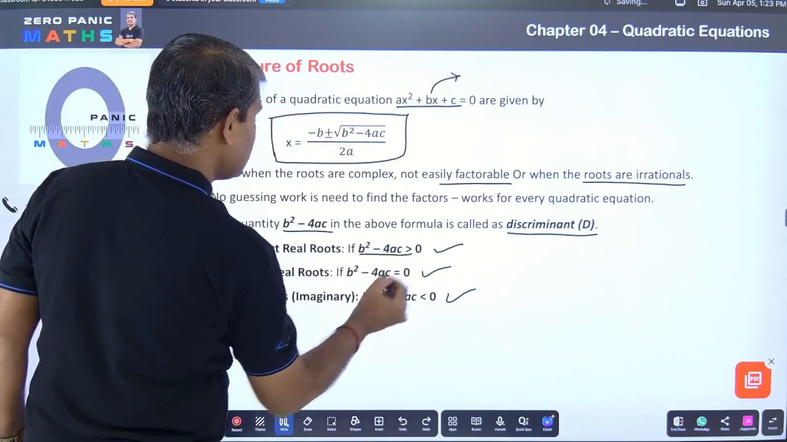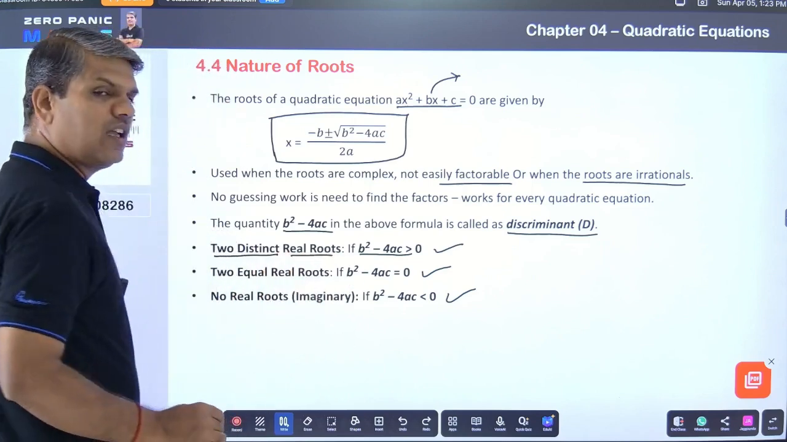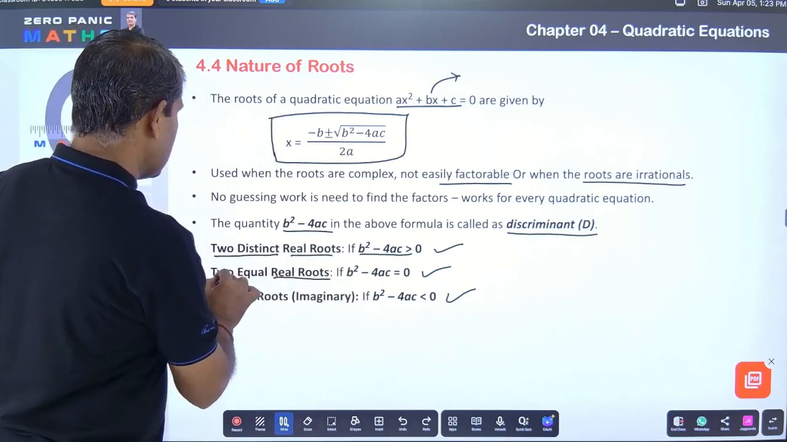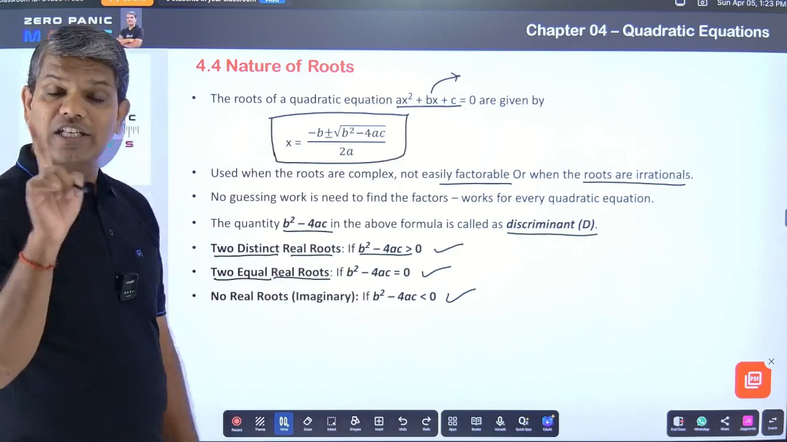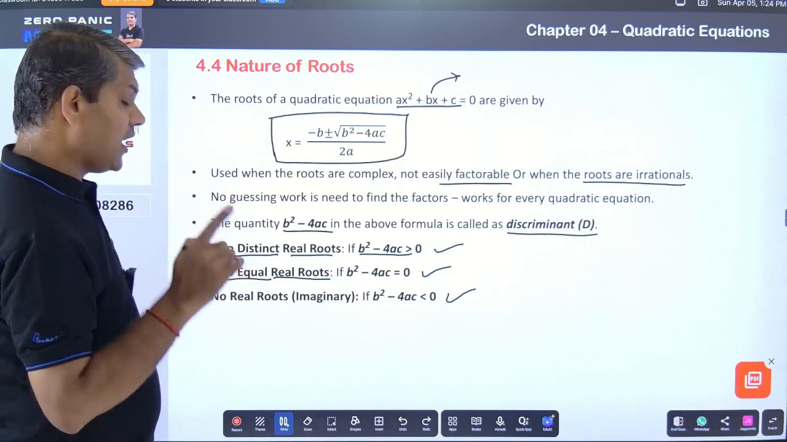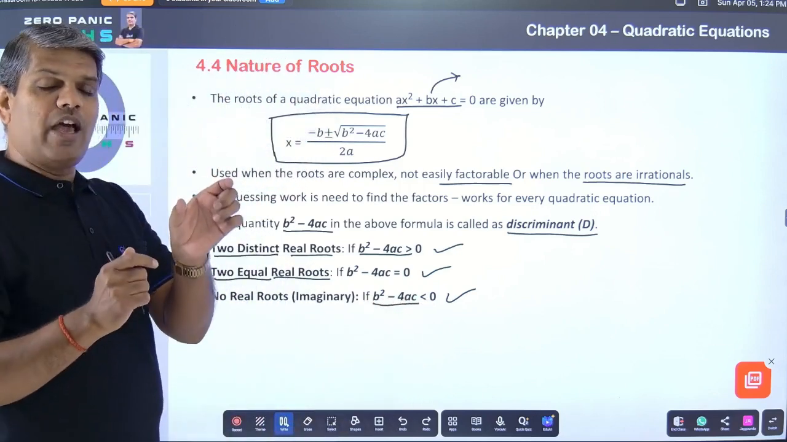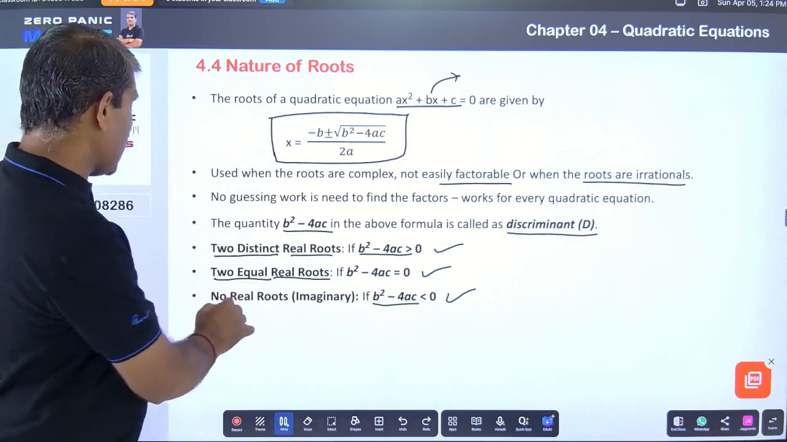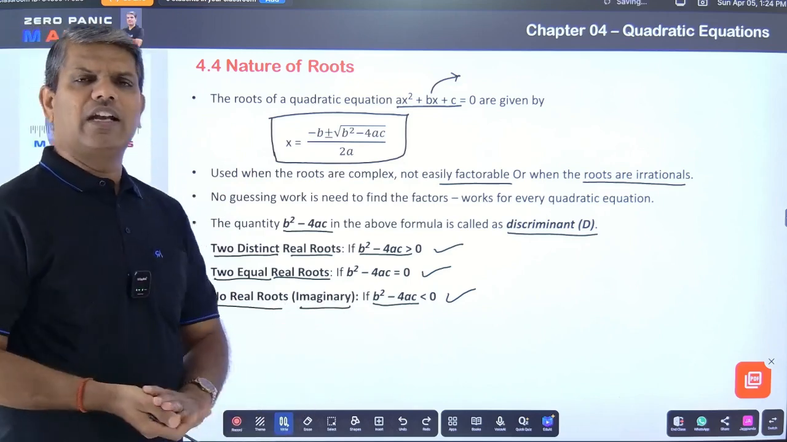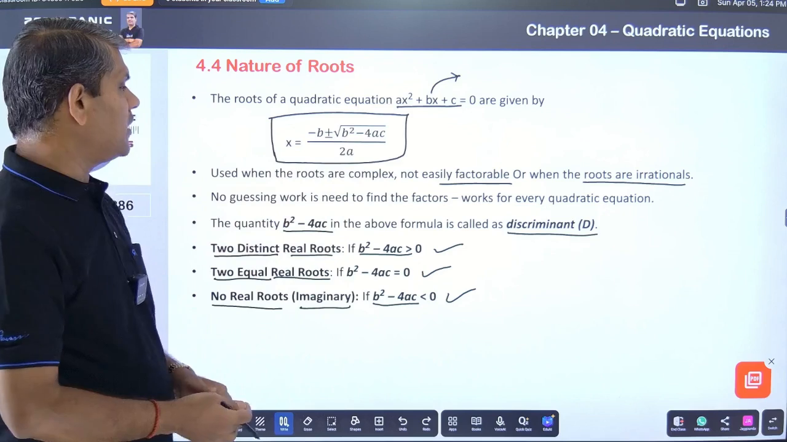If it is greater than 0, then the roots are distinct and real. If that quantity is equal to 0, again the roots are real, but the roots are equal. They are not distinct; both roots are equal to each other. Finally, if b square minus 4ac is less than 0, then the roots are not real. We can call them imaginary, or you can directly say that the equation has no real roots. We will see some examples of those also.